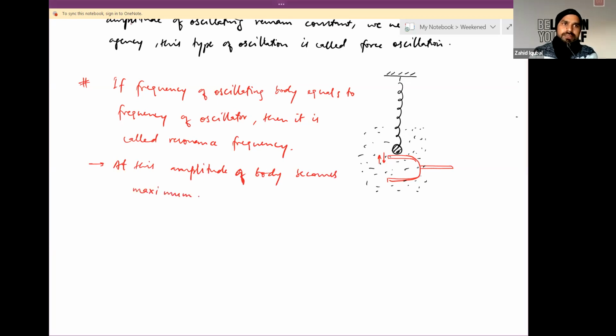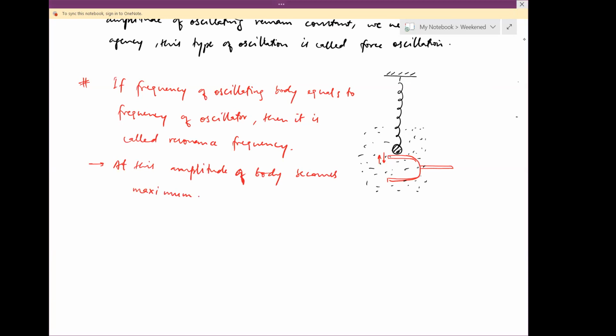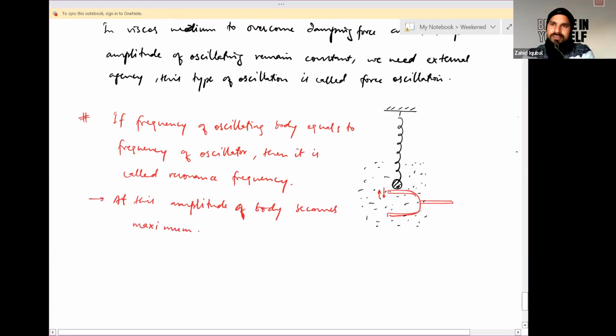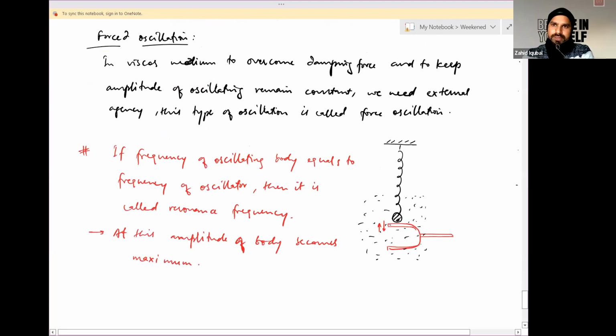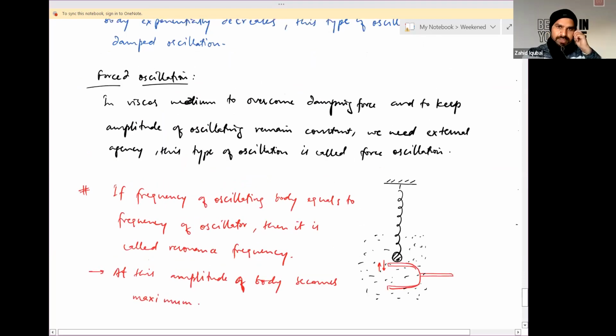Any doubt? No, sir. So these are some different terms related to this oscillation. You will be asked about them, just write it down.